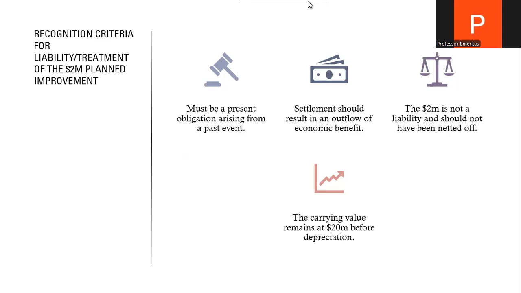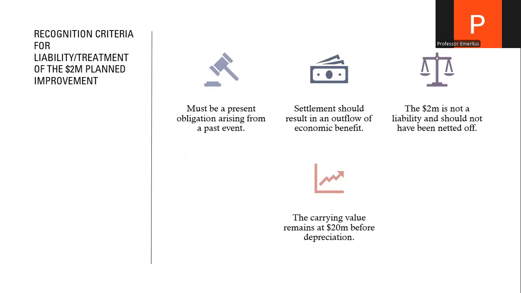We can look at it from two ways. We would look at it from the angle of IAS 37 provisions, whether it is a liability. For us to recognize a provision, which is a liability, it must be a present obligation arising from a past event, and the settlement of that obligation must result in an outflow of economic benefit. We are going to pay for it. Now, the decision to spend 2 million is not coming out of a contractual or constructive obligation. That means that it is not a liability.